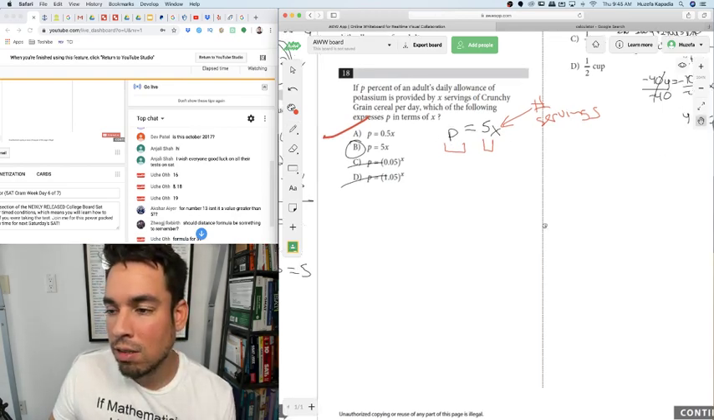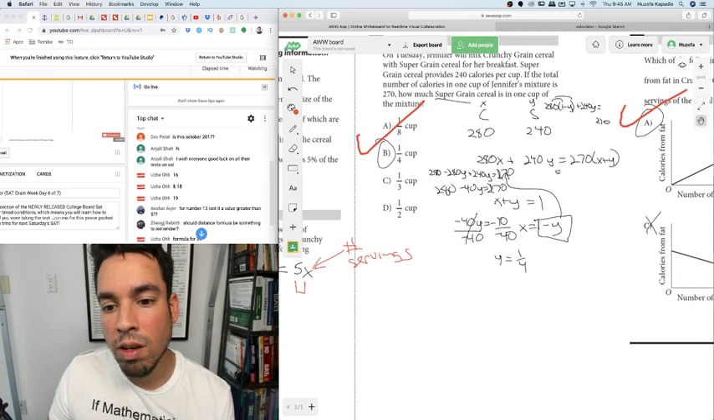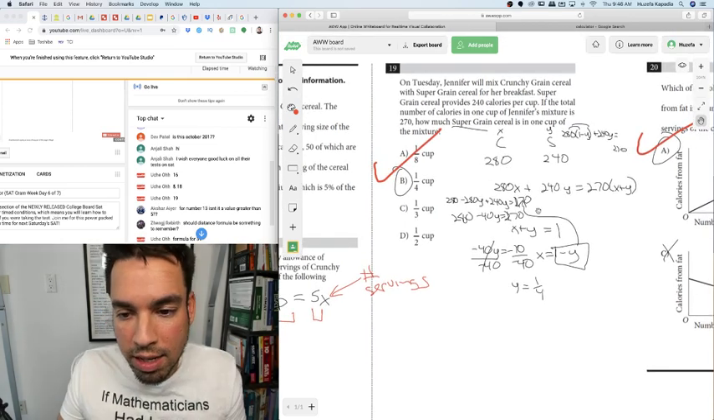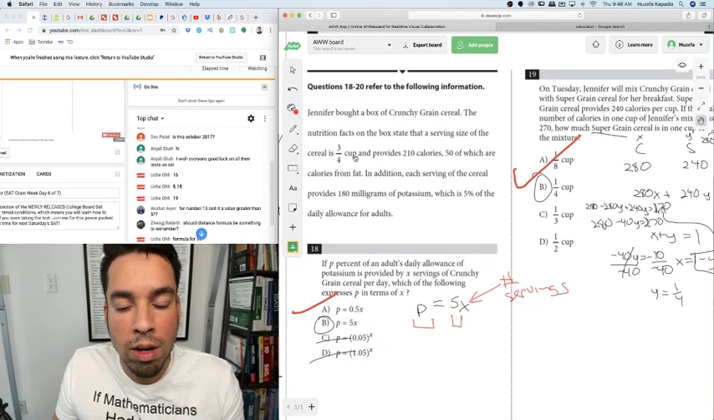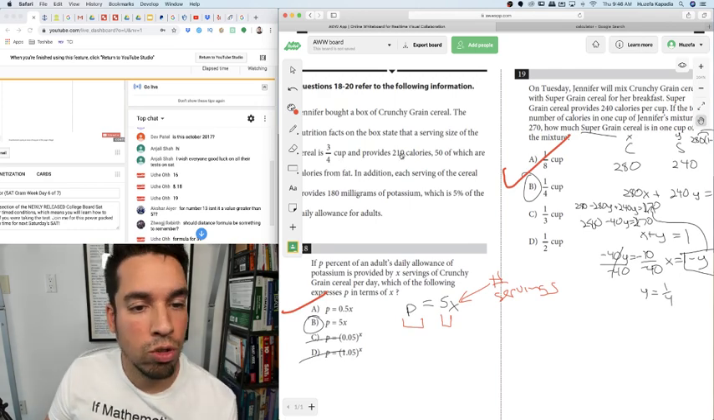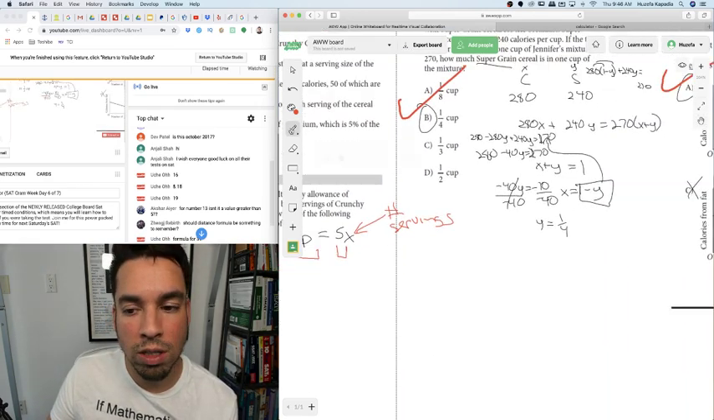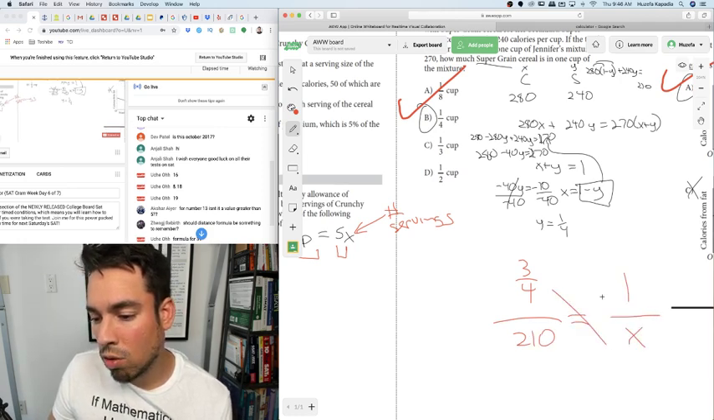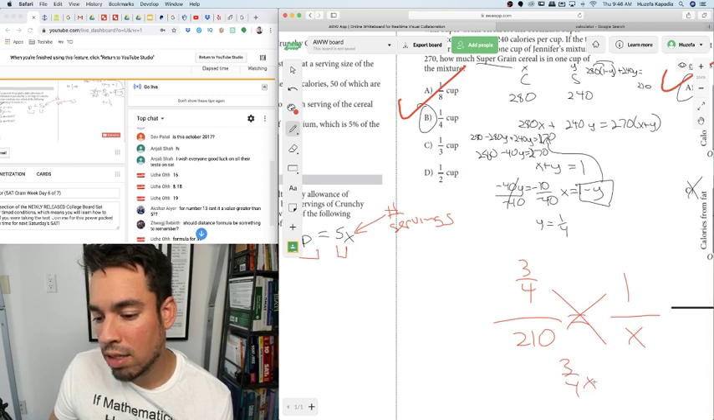And then 19, this is a hard one. So the key here is figuring out that 280 calories is in a full cup. If 3/4 cup gives you 210, you could set up a proportion like this. 3/4 gives me 210. Then for 1 cup, I get X. Cross multiply, I get 3/4 X equals 210. Multiply both sides by 4/3. And I get X equals 280 up here.